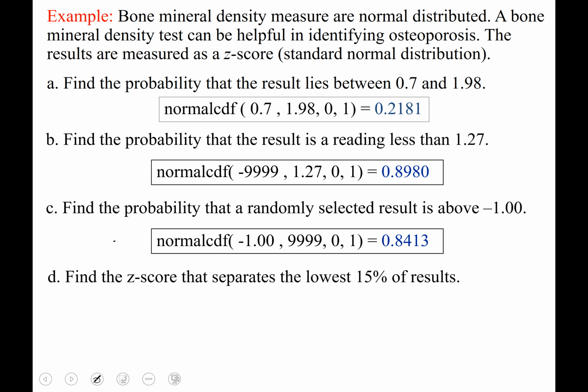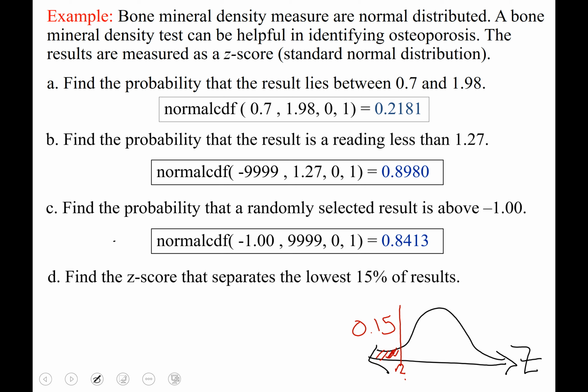Part D wants us to find the z-score that separates the lowest 15% of results. Okay, this is where things are changing on us. Now they are providing us with the area, the lowest 15%, and they're requesting the z-score from us. The lowest 15% would be over here as an area that would be 0.15, and this is the z-score that we are trying to find.